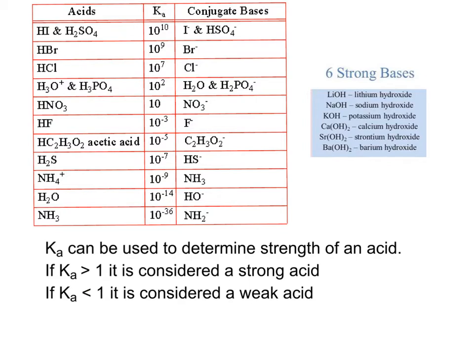We also have strong bases. There's not a huge number of strong bases. They tend to be ones that are paired with an ion from a metal from group 1 or group 2, and those are going to be your strong bases. Anything else, like ammonium hydroxide, is going to be a weaker base. They don't completely dissociate.